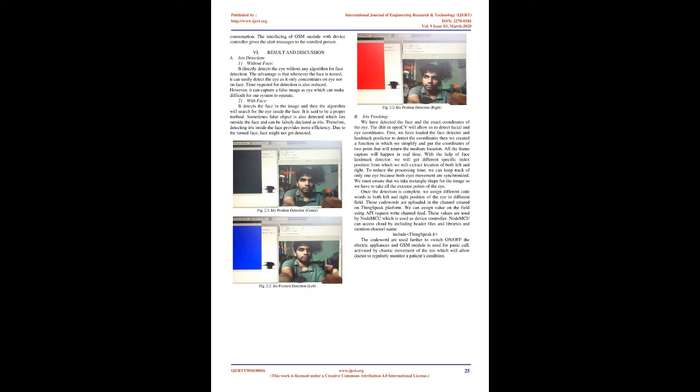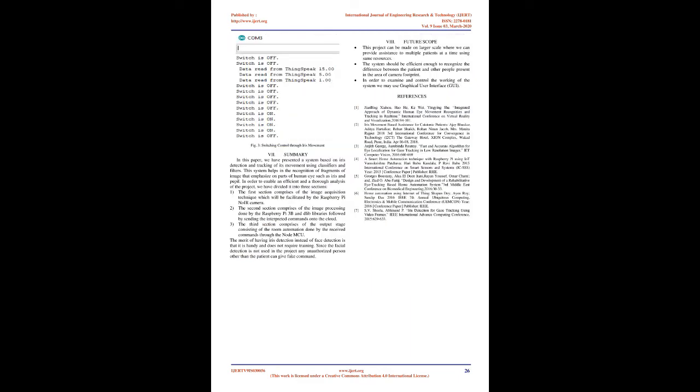6. Result and discussion. A. Iris detection. 1. Without face. It directly detects the eye without any algorithm for face detection. The advantage is that whenever the face is turned, it can easily detect the eye as it only concentrates on eye, not on face. Time required for detection is also reduced. However, it can capture a false image as eye, which can make it difficult for our system to operate.